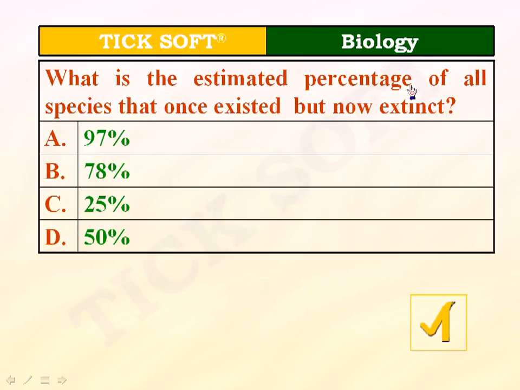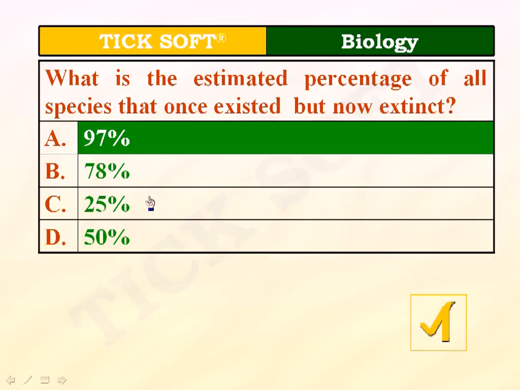What is the estimated percentage of all species that once existed but are now extinct? Options: 97%, 98%, 25%, 50%. Rapid environmental changes typically cause extinctions. 99% of the species that have existed on the earth are now extinct. No species will ever live forever. They will go extinct at one time or other no matter what. So the correct answer is 97%.